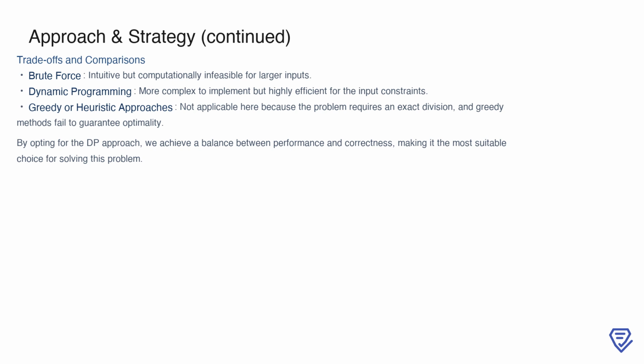Dynamic programming, on the other hand, requires more careful implementation but offers a far more efficient solution within the problem's constraints. Greedy or heuristic approaches are not applicable here because the problem demands an exact division of the rods, and these methods cannot guarantee optimality. By choosing the dynamic programming approach, we achieve the best balance between performance and correctness. It allows us to solve the problem efficiently while adhering to the requirements of finding the exact tallest billboard possible. This makes DP the most practical and effective strategy for tackling this challenge.